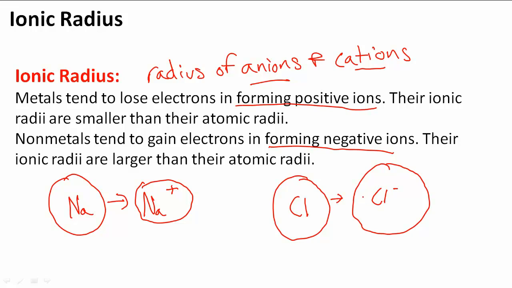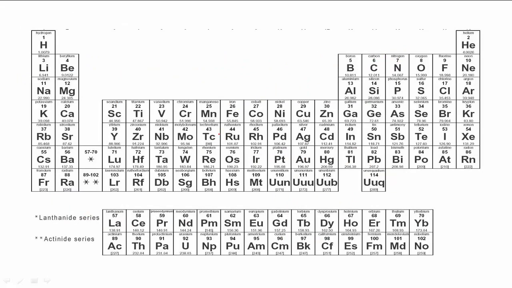And we can see this if we look at the periodic table. We're going to notice that the metals on this side get their ionic radii smaller. So they're going to be much smaller here than they were before. And in the nonmetals, where they are attracting more electrons, their ionic radius is bigger.